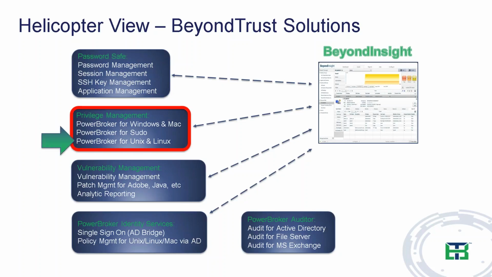Specifically, though, we're focusing on privilege management, basically how we're dealing with those privileged accounts. And in the last few minutes, I'm going to be laser focused on PowerBroker for Unix and Linux, which is basically the least privilege tool for the Unix and Linux platform.